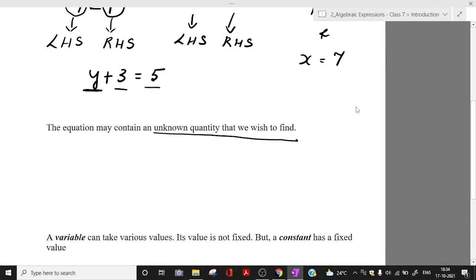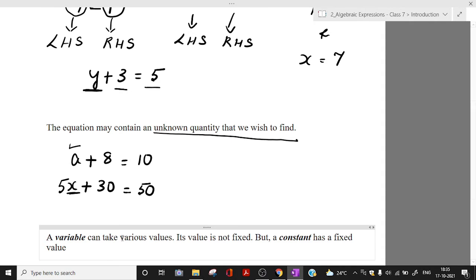Take for example, if I write a plus 8 is equal to 10, or if I write 5x plus 30 equal to 50. Now in both these cases, this is a simple equation and there is an unknown quantity. In this case, a is an unknown quantity and that's why it's called a variable. In this case, we have x, which is an unknown quantity. So the equation may contain an unknown quantity that we wish to find.